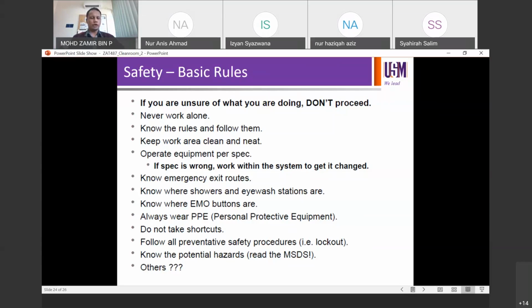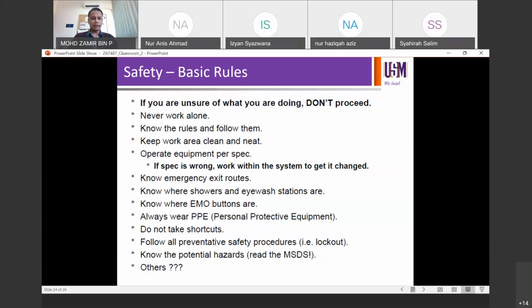Never work alone. You need to have a buddy all the time. You're not allowed to work alone, just in case of gas leaks or chemical leaks or whatever, you don't know. You need to be working with your buddy at all times. Know the rules and follow them. That's why the safety induction is super important. You have to be trained first. You have to be certified. Then only will you be given access to enter the fab.